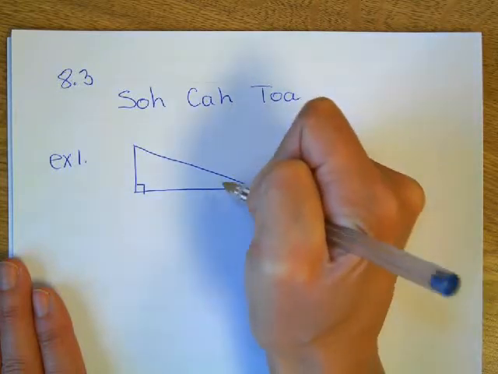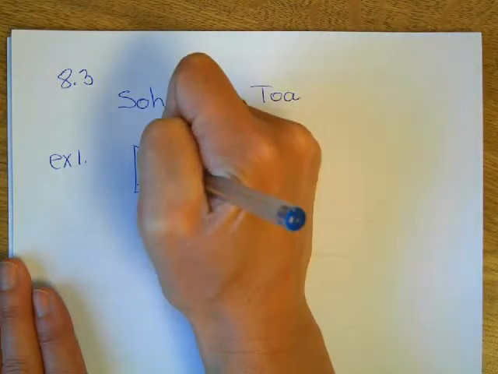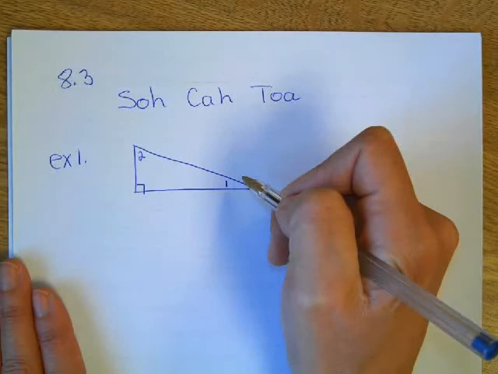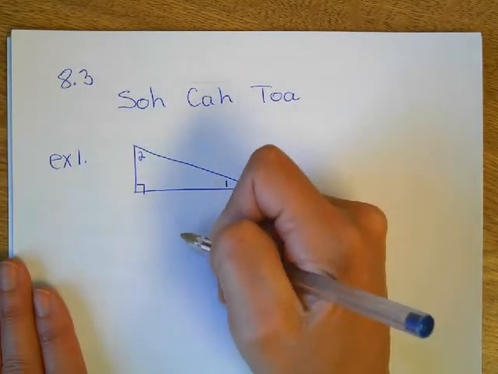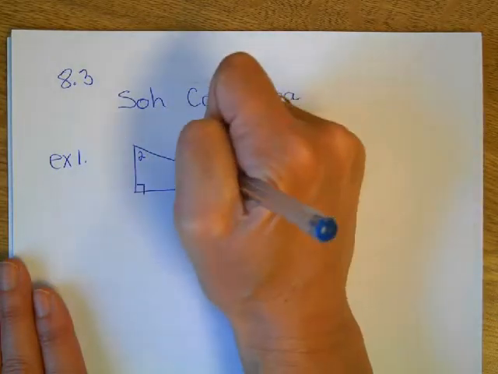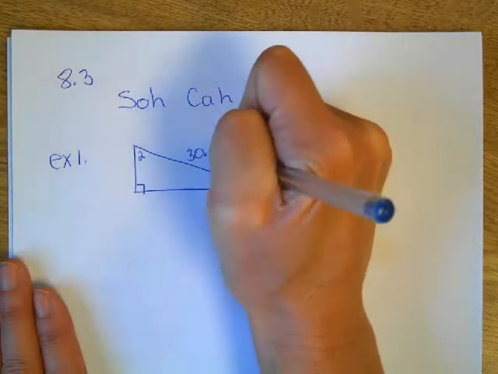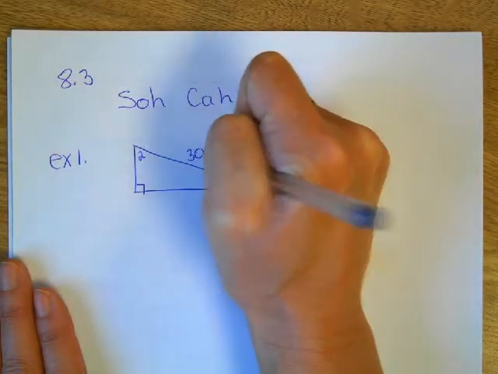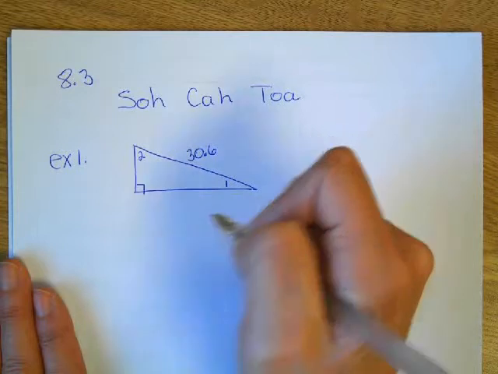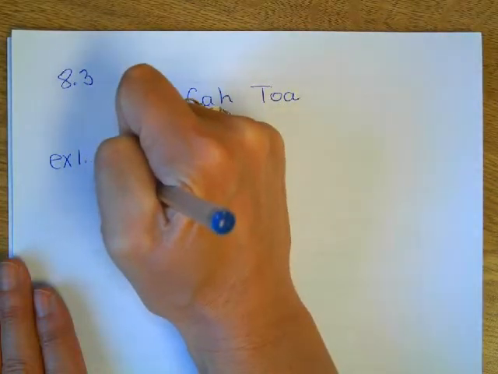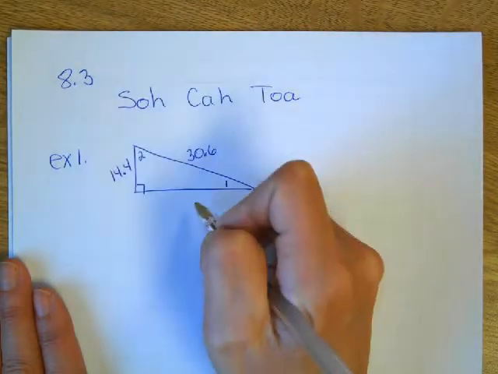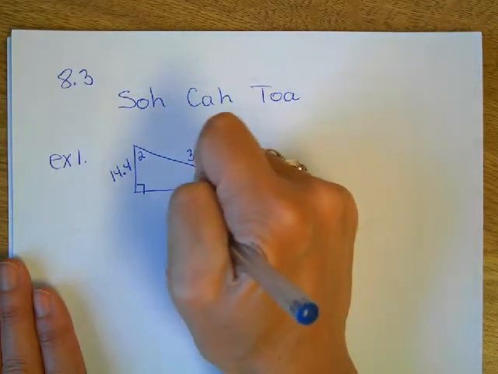And I've got angle 1 and angle 2. Don't know what the measures are yet, but I do know all three sides of this triangle. Hypotenuse is 30.6. The short leg is 14.4. And the long leg is 27.